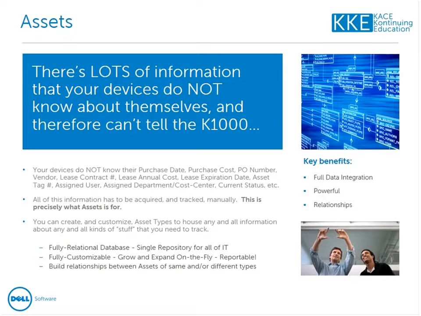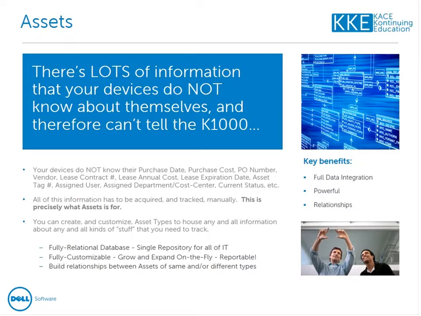So what kind of things does a computer not know about itself that we would love to track? How about the purchase order number, the date that you purchased it, and how much it cost? Maybe what vendor we purchased it from. Maybe all the different contract numbers. Maybe you've got different vendors that give you service contracts, who might come in and clean your printers or something like that. Or maybe you have software contracts with certain companies. Maybe we want to track that information.